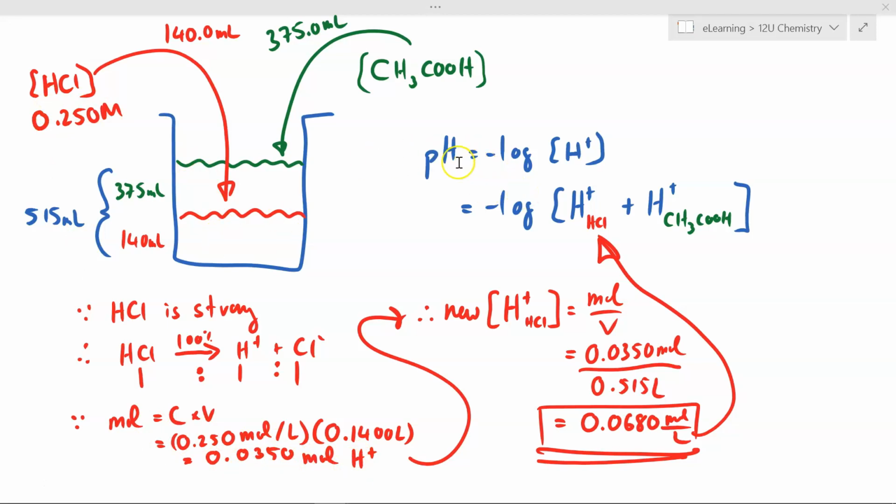Now, when we try to punch it into the pH calculation, don't forget that it has to be the molar concentration of H plus ions. Now, concentration is dependent not just on moles, but also volume. And because we added 2 solutions to this beaker, we now have a new volume of 515 milliliters: 375 from the acetic acid, 140 from the hydrochloric acid, makes a new total volume of 515. So once I punch that in, 0.0350 moles of H plus from the HCl, 515 milliliters for the new solution volume, and that gives me a new concentration of 0.0680 moles per liter of H plus ions coming from the HCl, and I can punch this in here.